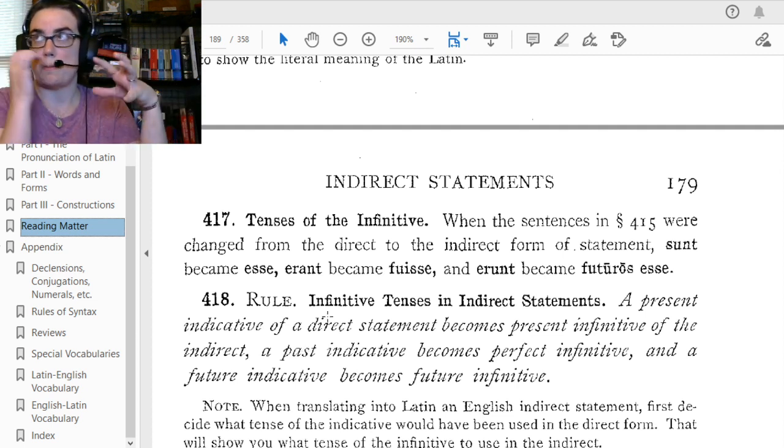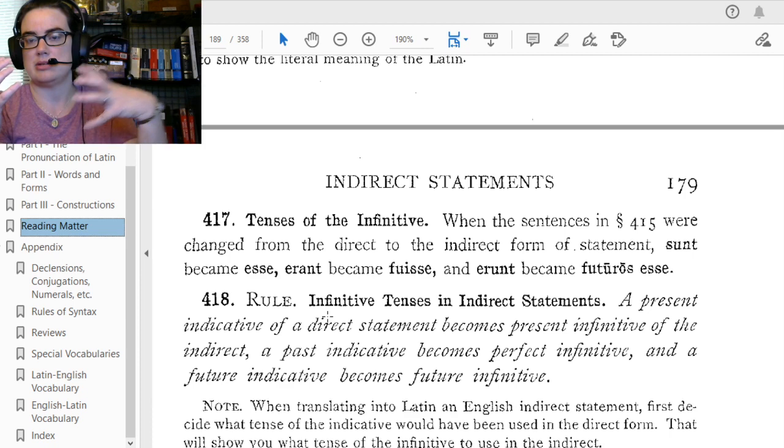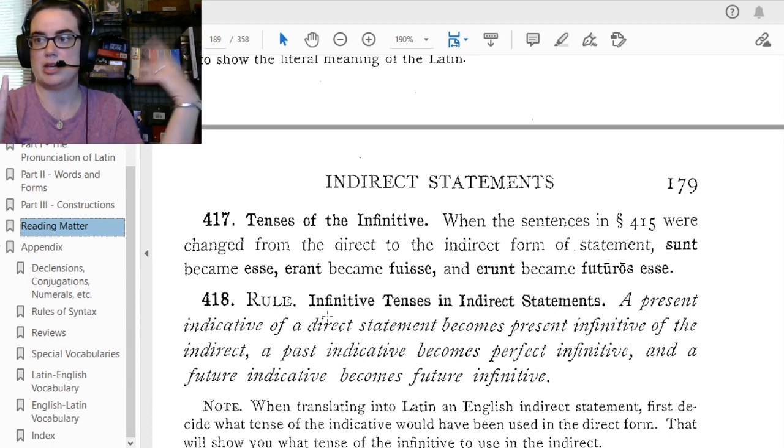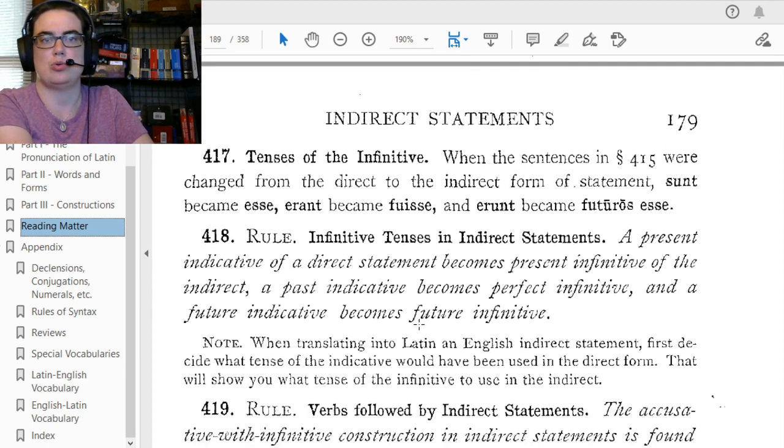If a direct statement was using a past verb, you'll use the perfect infinitive. And if the direct statement that you're making indirect uses the future, you'll use the future infinitive. You don't have to do anything more complicated than that. Of course, usually it is the present or the perfect. The future isn't too often.